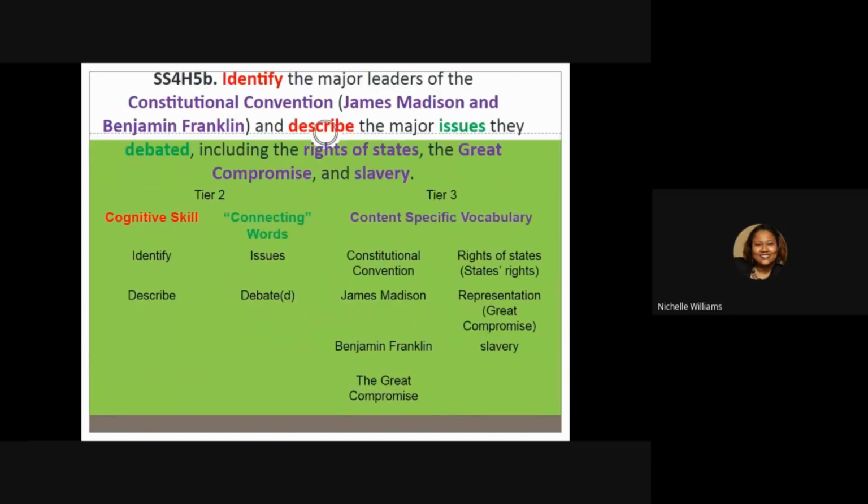Now, if we look at this example of a standard, you'll see that the cognitive skill words are highlighted in red, the connecting words are highlighted in green, and then the Tier 3 content-specific vocabulary terms are highlighted in purple. So this helps you to see how a close read of the standard will help you identify those vocabulary terms that you need to teach for your students.